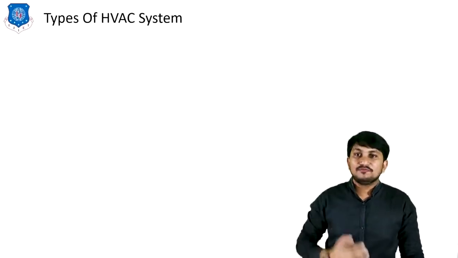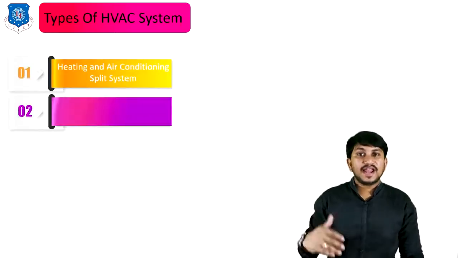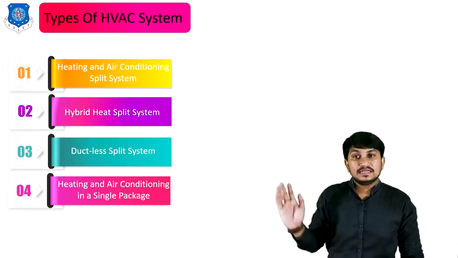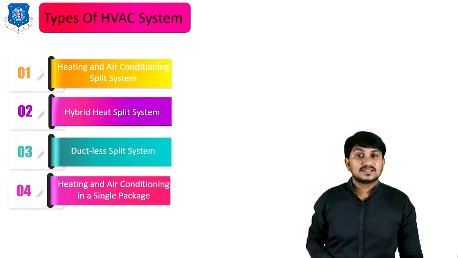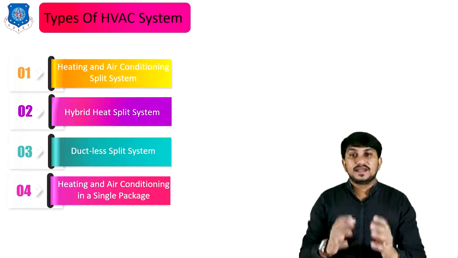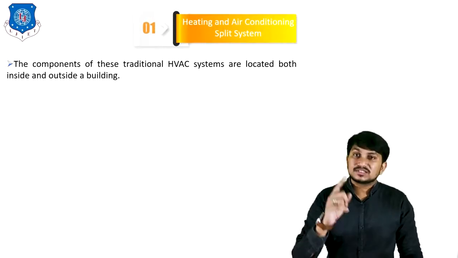Now let's discuss various types of HVAC system. First is heat and air conditioning split system. Second is hybrid heat split system. Third is ductless split system. And the fourth is heating and air conditioning in a single package. Let's start with heating and air conditioning split system.